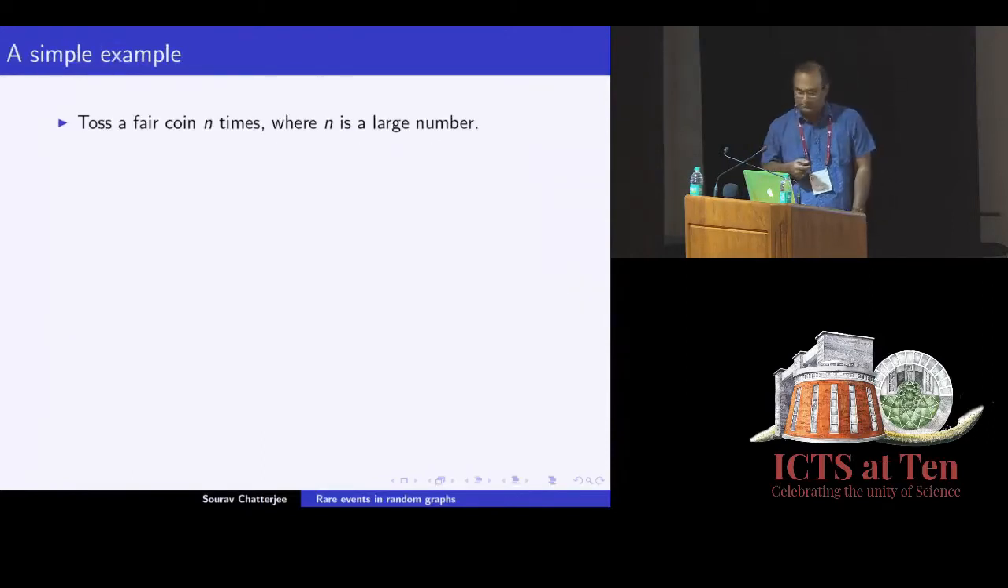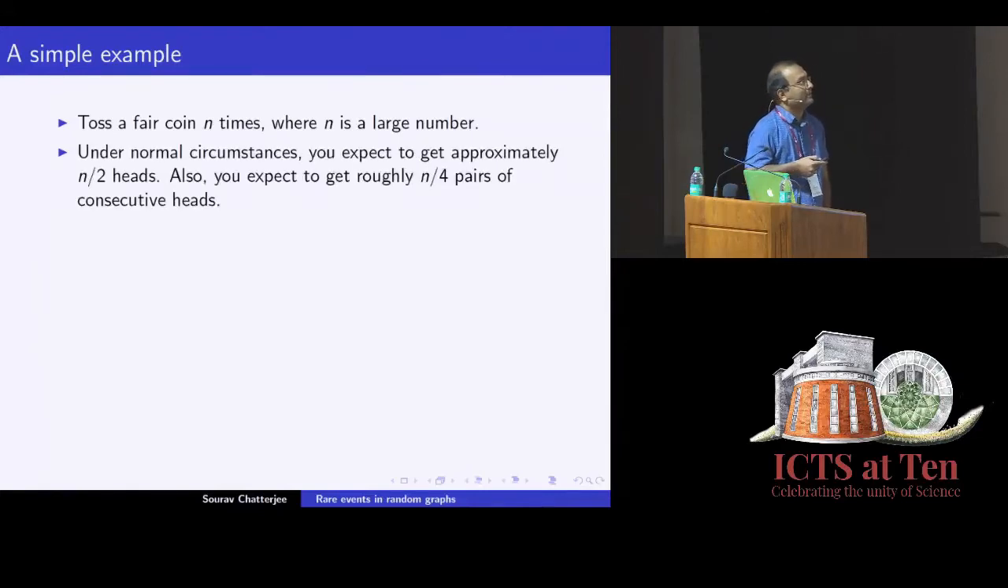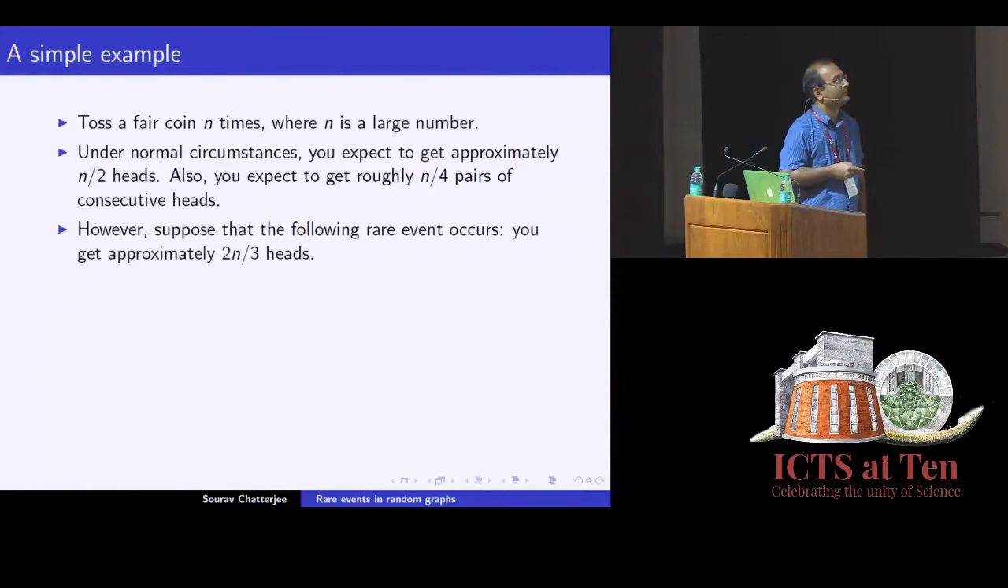So here's a simple example, if you have never seen large deviations before. Toss a fair coin n times, where n is some large number. Under normal circumstances, you expect that you get approximately n over 2 heads, and also if you look at the number of consecutive heads, you expect about n over 4 consecutive heads. Now, suppose the following rare event occurs. You get 2n over 3 heads, so many more heads than you expect. So what's the probability of that, first of all, and how does the whole thing change?